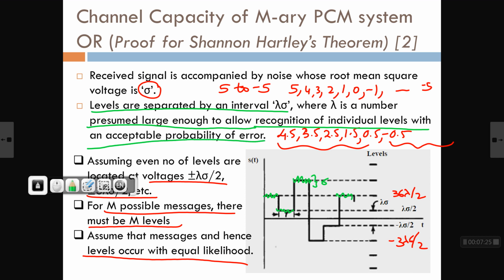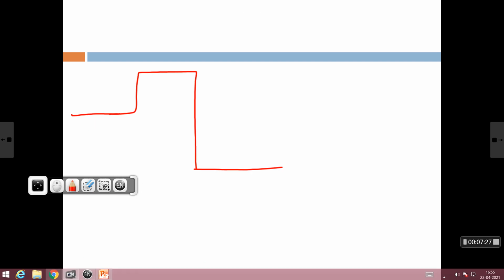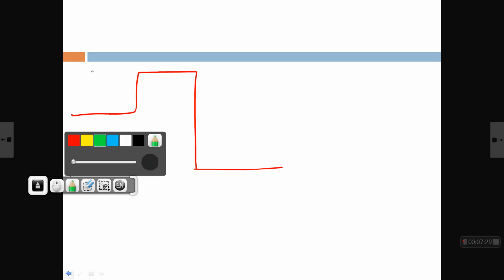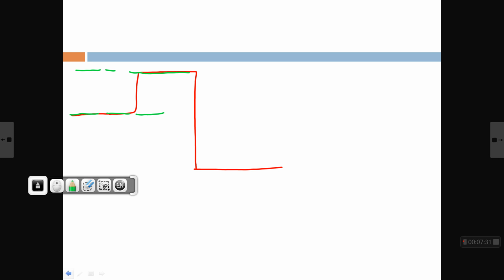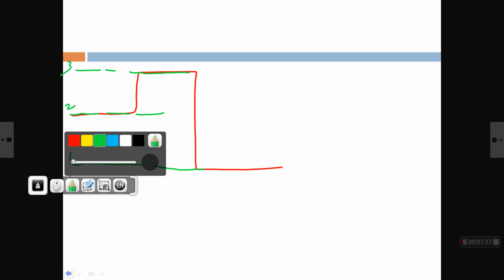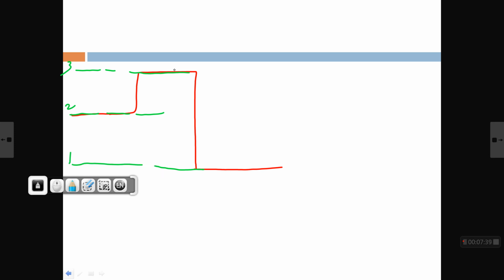Now what does this mean? Now I have just drawn these different levels. Say this is one level, this is another level, this is another level. There are just 3 levels, 1, 2, 3. I'll just show you 3 levels. Now sigma is nothing but the noise which will be here. Now this noise will be like this. Now what should be the separation between these levels? Separation between these levels should be lambda sigma.